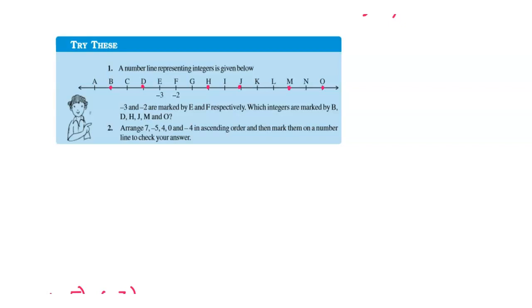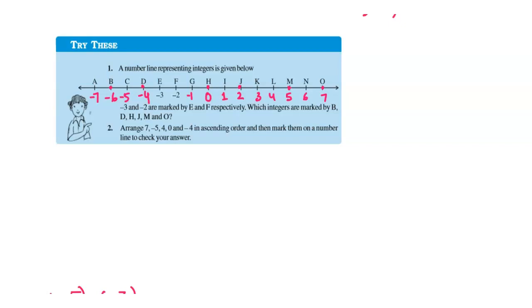If this is negative 2, then 1 unit behind it is bigger, so it is negative 1. So this should be 0, then positive 1, 2, 3, 4, 5, 6 and 7. On the other side the numbers are decreasing: negative 4, negative 5, negative 6 and negative 7. So now we get all the integers.